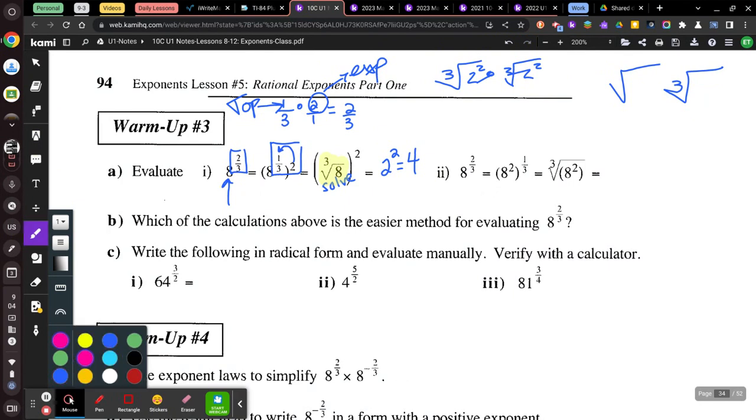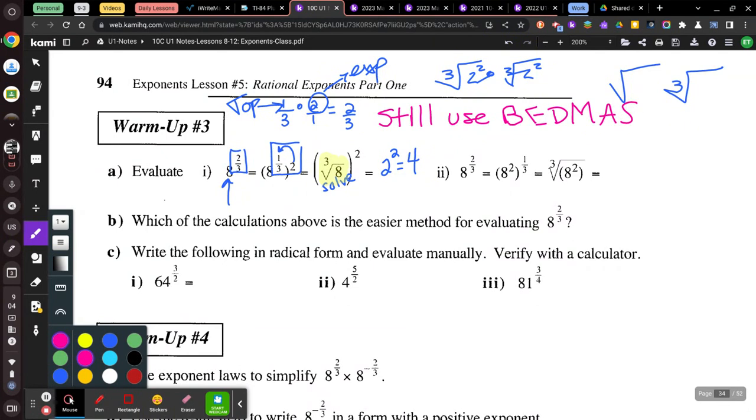So write your little hint to yourself. You still use BEDMAS. Still use B, then E. Okay, so we still use BEDMAS.